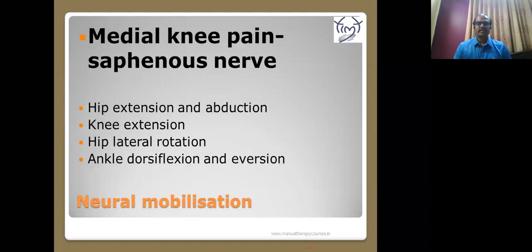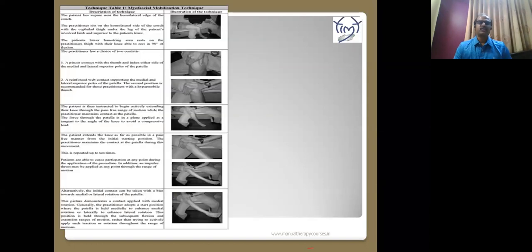And this is about the saphenous nerve, which we talked about, with the components of hip extension and abduction, knee extension, hip lateral rotation, and then ankle dorsiflexion and eversion. You do have a lot of articles and studies which support various treatment techniques. Clinically, some of you would have utilized them, and some of you have not.